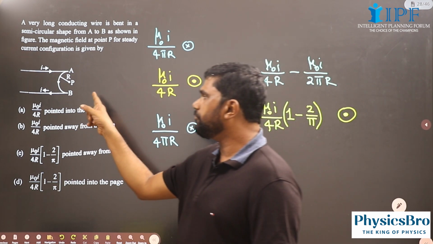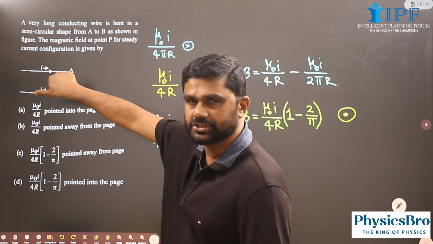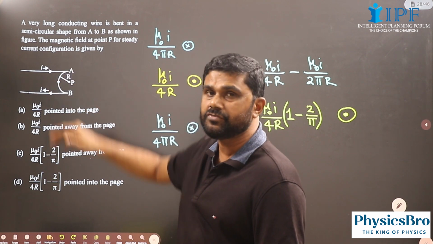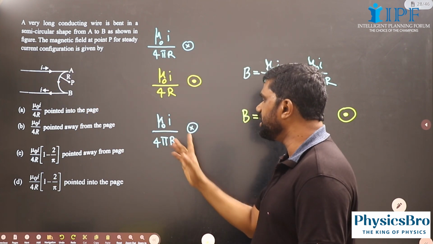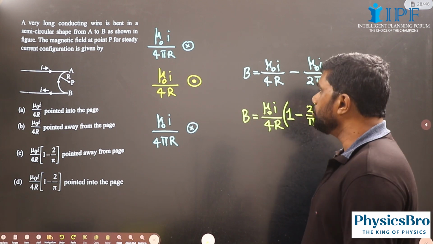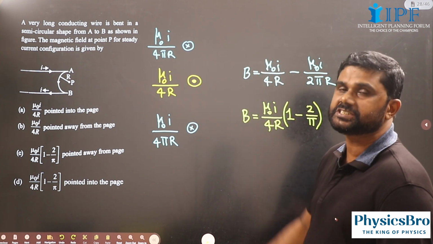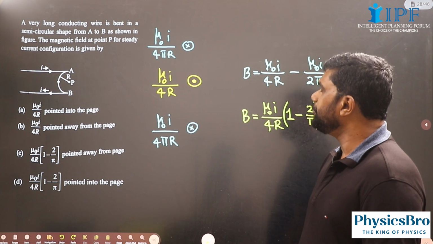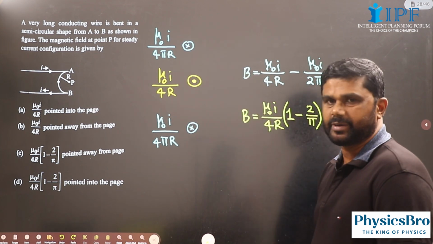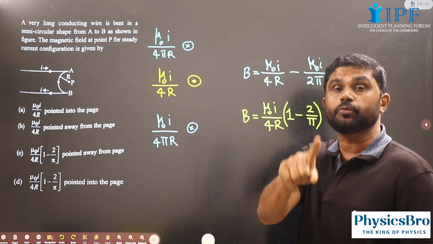Now again we have one more semi-infinite wire. Okay, the current is like this. So at point capital P it will be again along the inward normal. So mu 0 I by 4 pi r along the inward normal. Okay. Now we have to find the sum of these three. If you take this, mu 0 I by 4 pi r and mu 0 I by 4 pi r, same direction, no? So it will be mu 0 I by 2 pi r.